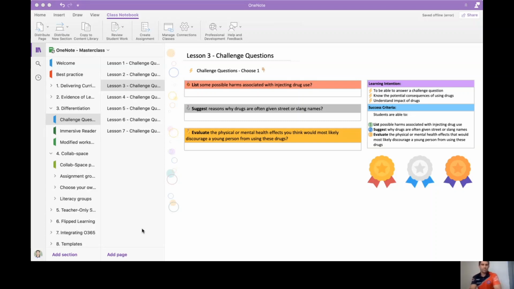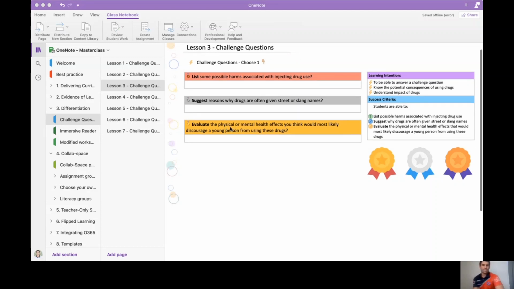Now you can even see from some of the cognitive verbs and the type of questioning and what's expected from the student in each of the questions, it does progressively get harder as you go on. So at the bronze level, you've got: list some of the possible harms associated with injecting drugs. Okay, so we're looking at a list question, not the very much higher order thinking questions yet. Number two, our silver range: suggest reasons why drugs are often given street or slang names. So they're making a suggestion, so they're having to think a little bit more now.